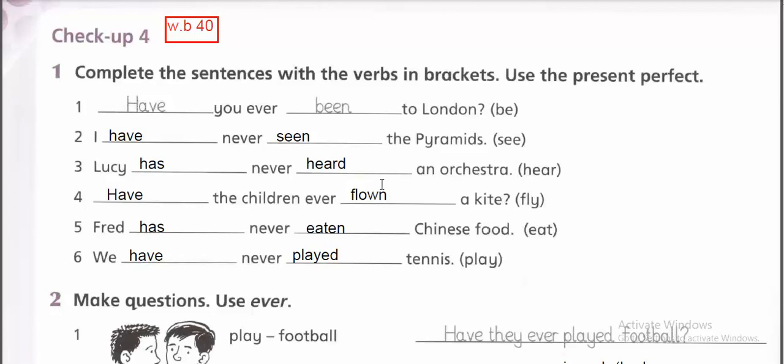Lucy has never heard an orchestra. Have the children ever flown a kite? Fred has never eaten Chinese food. We have never played tennis. And here are the verbs in the correct form: see, seen; hear, heard; fly, flown; eat, eaten; and play, played.